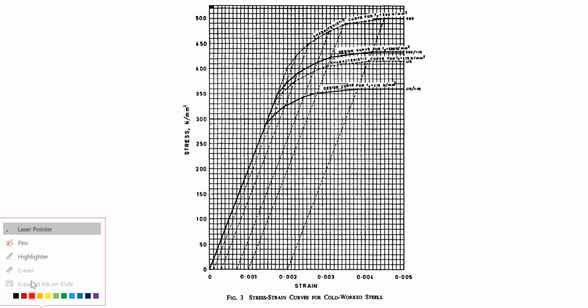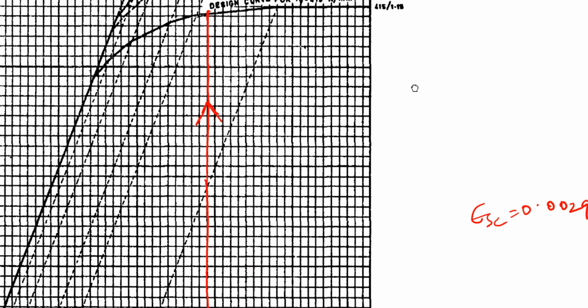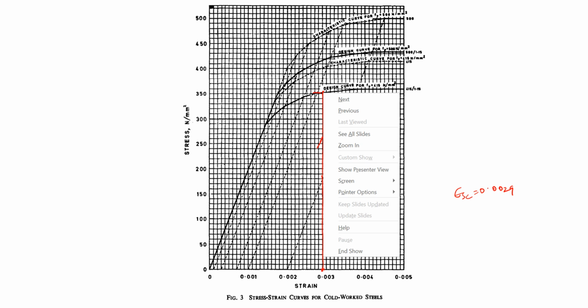If I explain once more, you have your epsilon sc value as 0.0029. If I go like this, it will touch my Fy over here. That is, in this direction I have moved. Now this is your design curve. Now when you touch your design curve, you need to move in the next direction, that is this one.